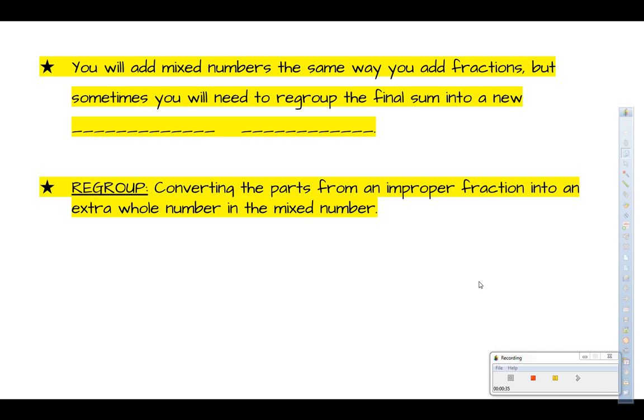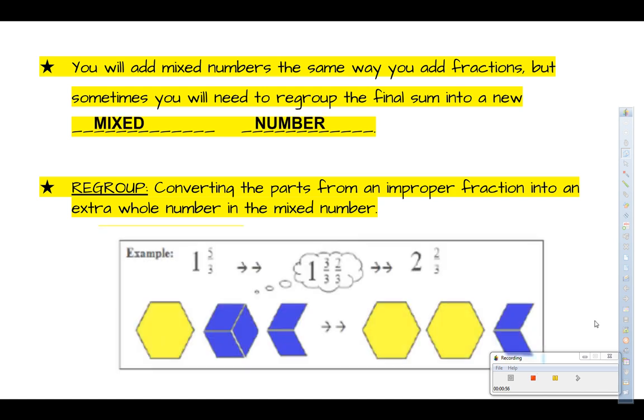When you add mixed numbers, you add them the same way you add fractions. The catch is that sometimes you'll need to regroup the final sum into a new mixed number. Regrouping is just converting the parts from an improper fraction into an extra whole number within the mixed number. So here's a model of that.